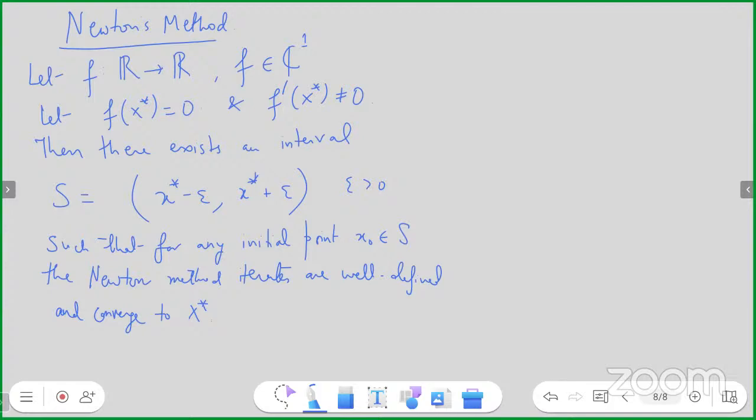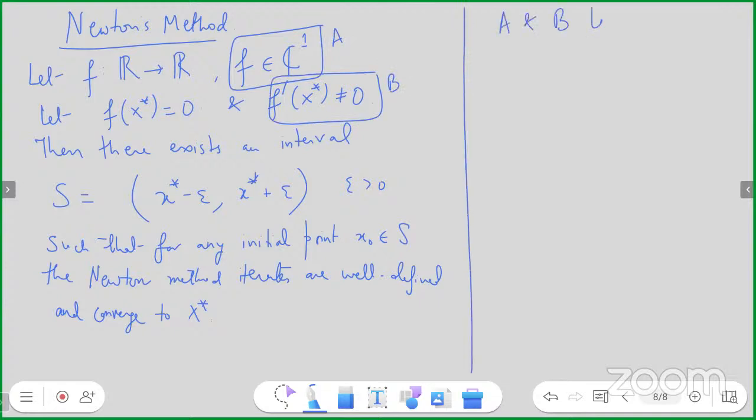Oh, so let's call this A and this B. What do A and B tell us? A and B tell us that 1 over f prime of x is less than or equal to mu for x belonging to S, where S is nothing but, for some small enough interval, x star plus epsilon.